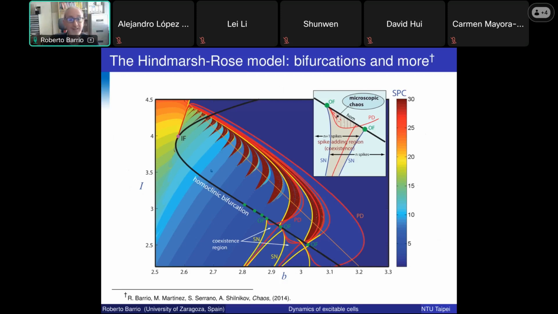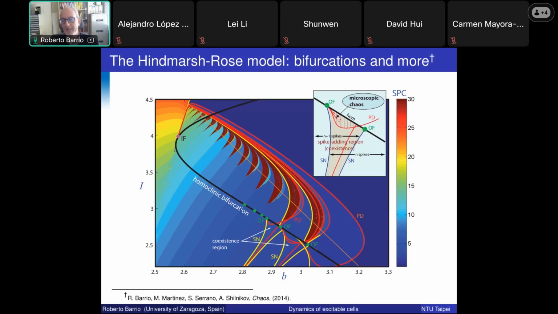So the change of color means 1 extra spike or 1 spike less. For instance, here is with 1 spike, 2 spikes, 3 spikes, 4, 5, 6, and so on. When we have more than 30 it is this color, meaning either the orbit has a lot of spikes, or it is a chaotic orbit. Okay, so we studied this classification. The nice thing is that this gives a global panorama, and we want to connect it with bifurcations.